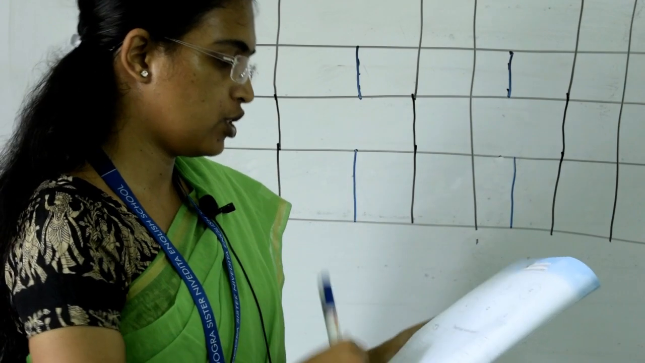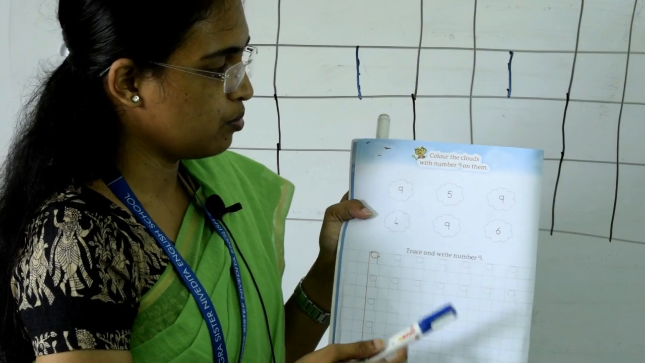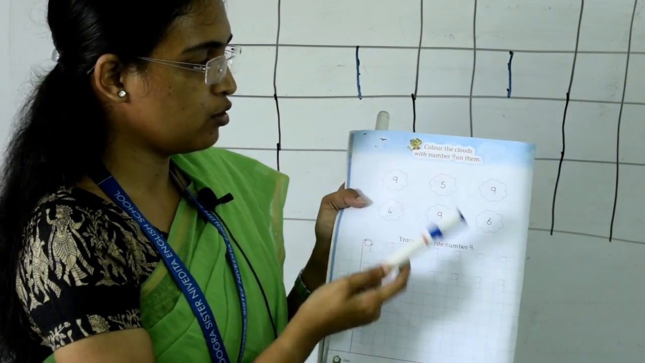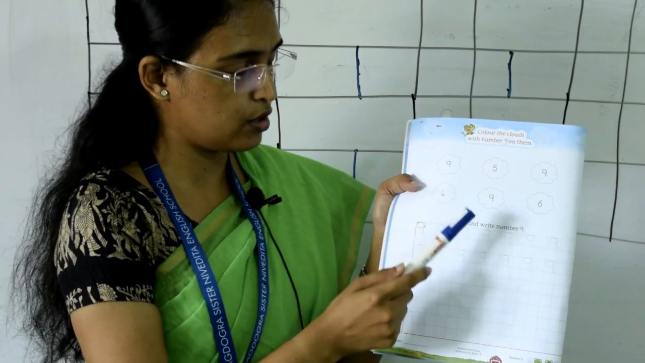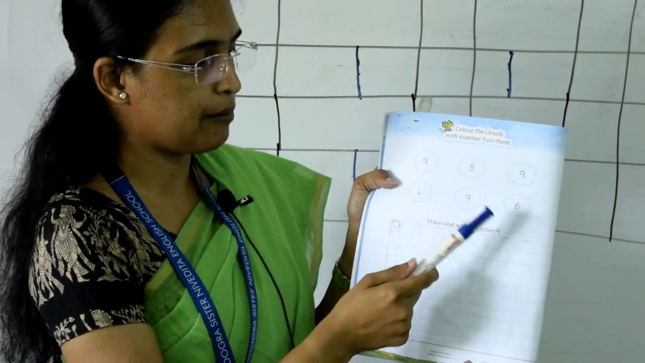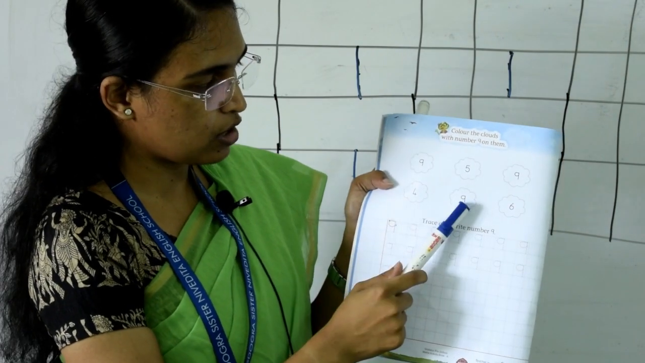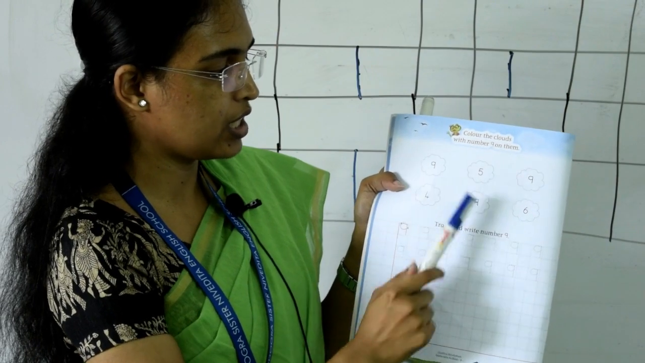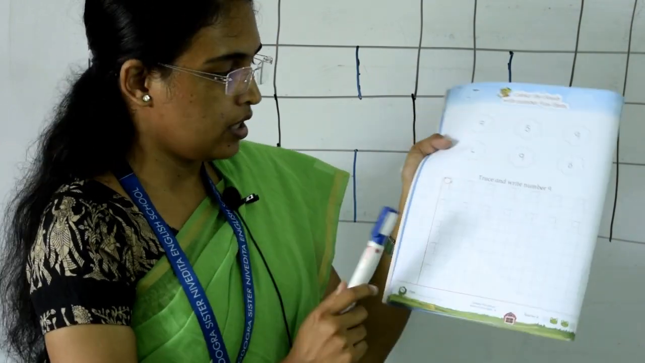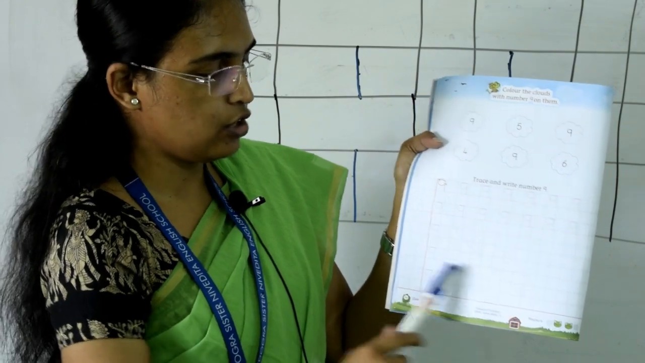Now come to page number 16, that is number 9. Here what you have to do, color the clouds with number 9 on them. Those you have to color those clouds which have number 9. Like this one has number 9, this one also has number 9, and this one also has number 9. So you have to color these 3 clouds only. Then after this, trace the number 9 and write it by yourself.